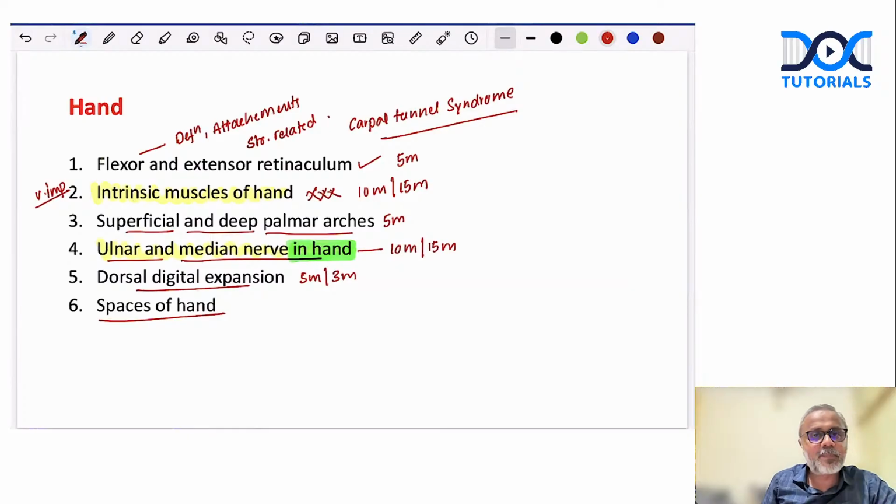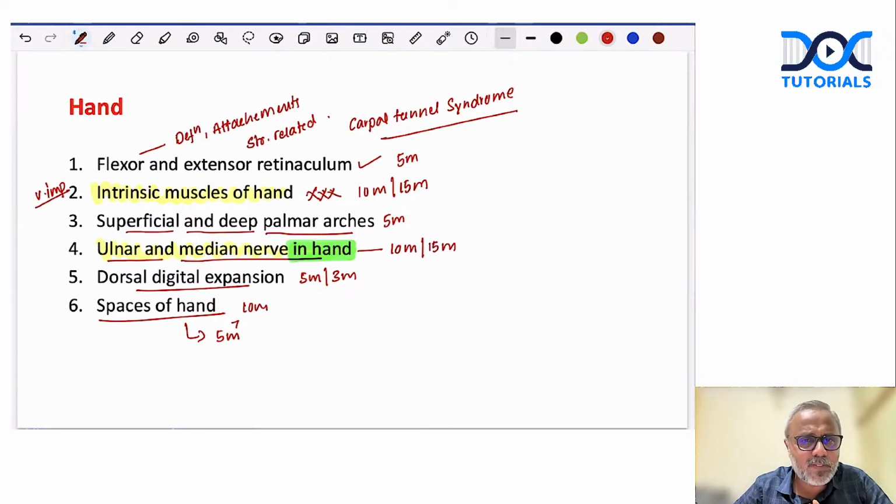Spaces of the hand: if the examiner wants to make it really tough, this could come as a 10 marker, but more often this is a 5 marker question. If it is asked as a 10 marker, then we need to classify the spaces of the hand and then discuss each of the spaces in detail, right?